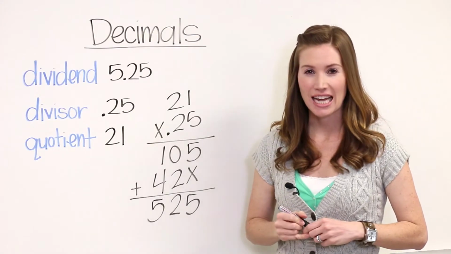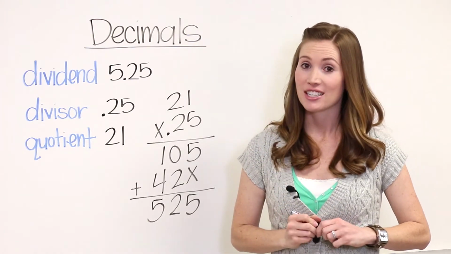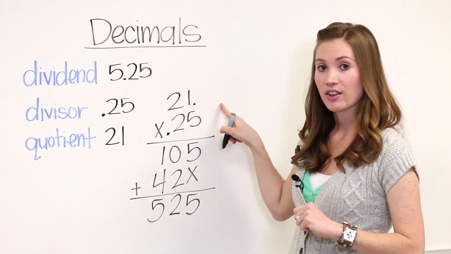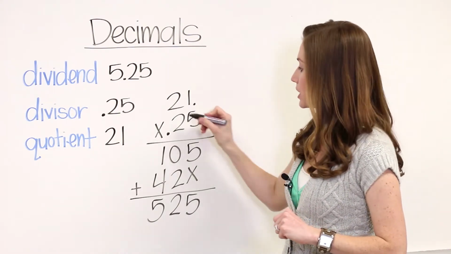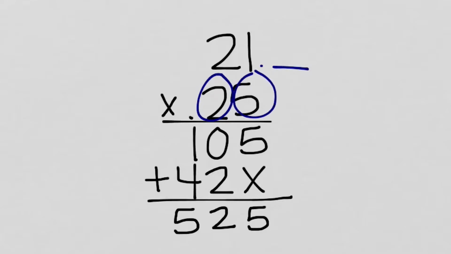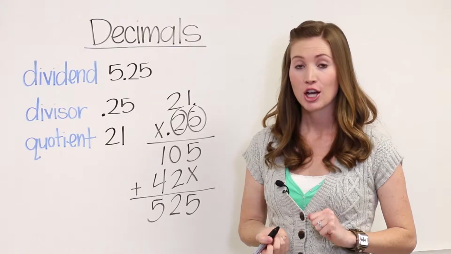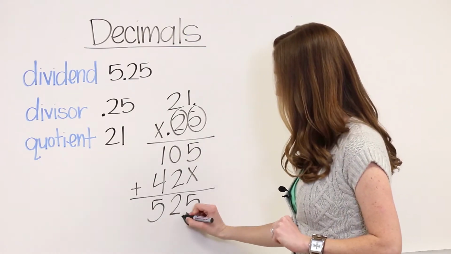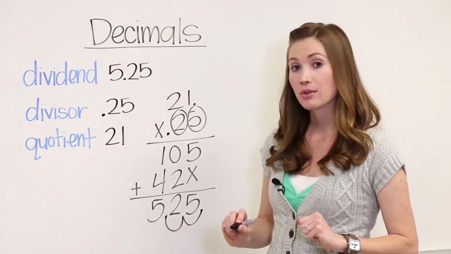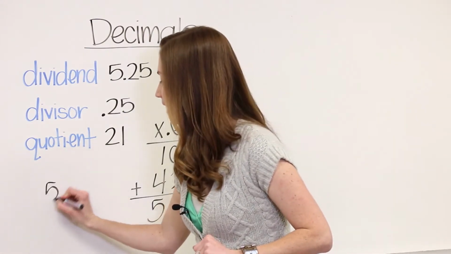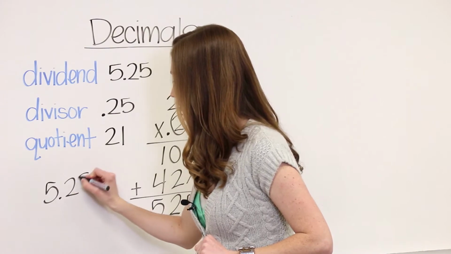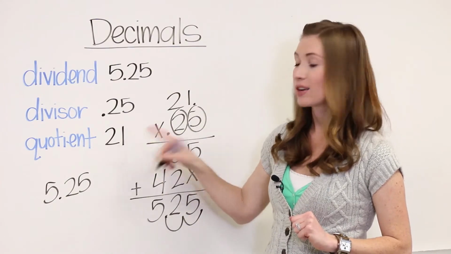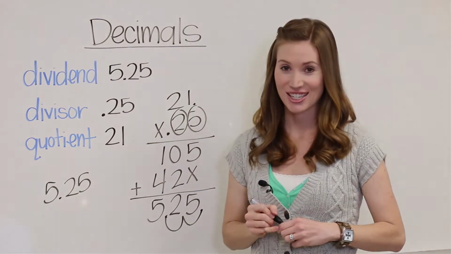Now what's our final step? If you said accounting for our decimal, you're correct. We don't have any digits to the right of our decimal in 21, but we do have 2 digits to the right of our decimal in 25 hundredths. So we're going to move our decimal point 2 places to the left. 1, 2. Let's rewrite our product. 5 and 25 hundredths. That matches our dividend, so our quotient of 21 is correct. Great job.